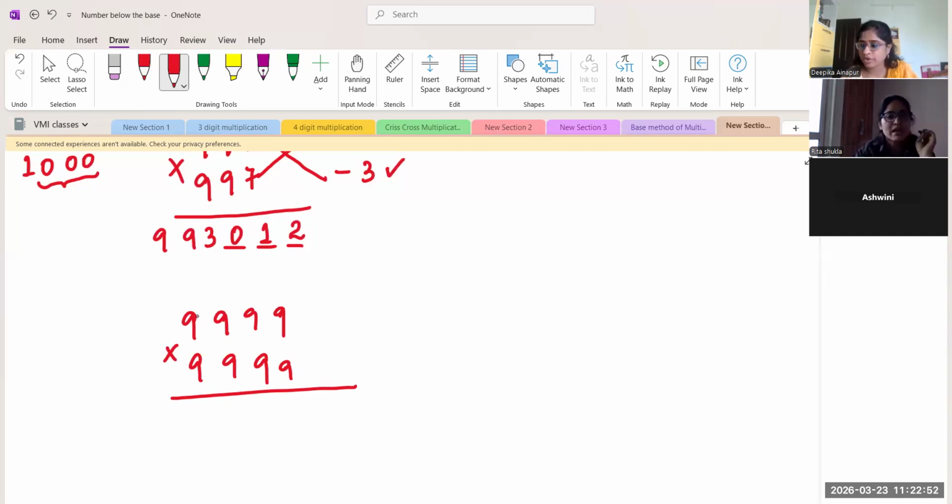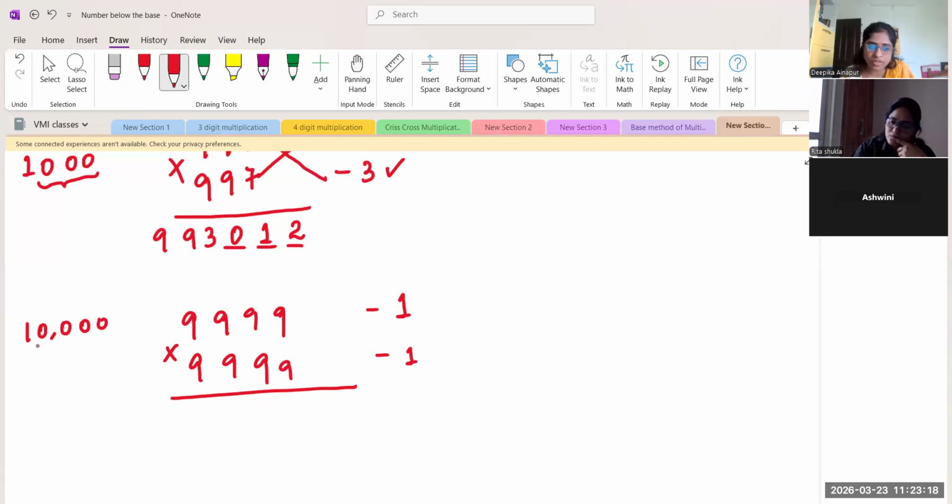1, 2, 3, 0. So 10,000 will be the base here, right? So what I said, first identification of the base, then find the difference. So 10,000, whatever number is there minus the base. So 9,999 minus 10,000 will be -1. Same thing here. 9,999 minus 10,000 will be -1.